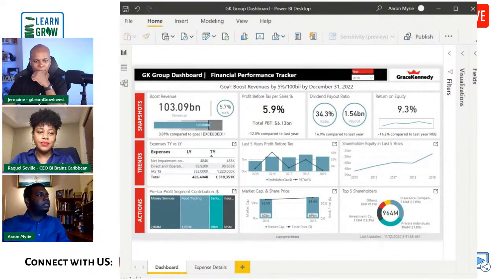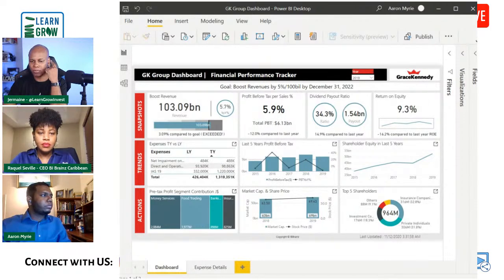Okay, so this was the first dashboard that we created for GraceKennedy using their 2019 annual report. We were lucky enough to get a clearly defined goal, and here we state it as boosting revenues by 5% or 100 billion by the end of 2022. Then we start off with the snapshots. The snapshots basically tell us where the company is at.